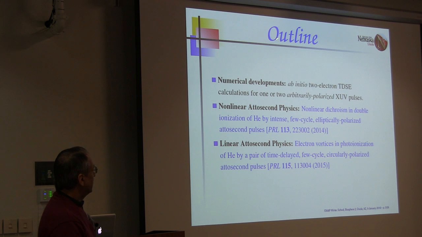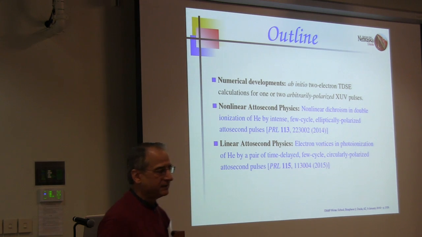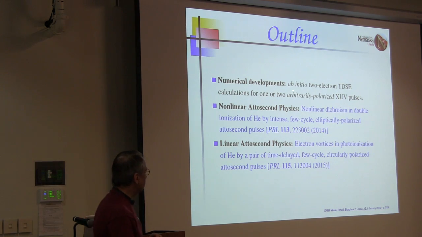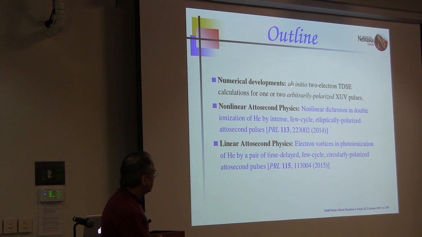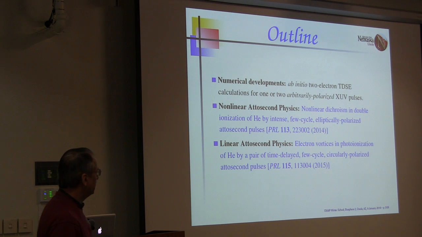What I'm going to talk about are first the numerical developments, although I would have to spend at least an hour going through them in detail, and as you saw from Lars's talk, which was a good introduction. I'm going to be very brief on the numerical developments, but just point out the new aspects in this work. Basically, we have solved the two-electron time-dependent Schrödinger equation for one or two arbitrarily polarized XUV pulses, and this is the key aspect because we're looking at circularly polarized XUV pulses, and that fact increases the dimensions of a calculation. Most work that involves solving the two-electron TDSE simplifies by one dimension by only looking at linearly polarized pulses.